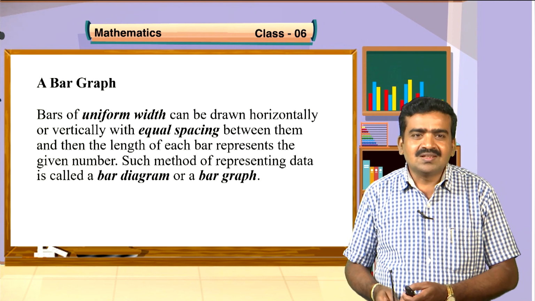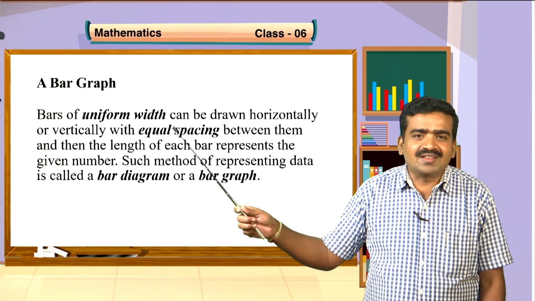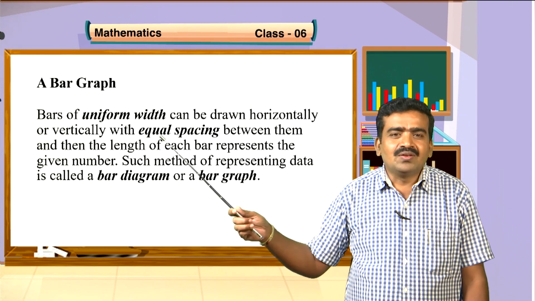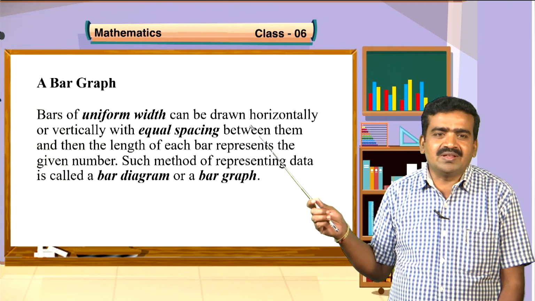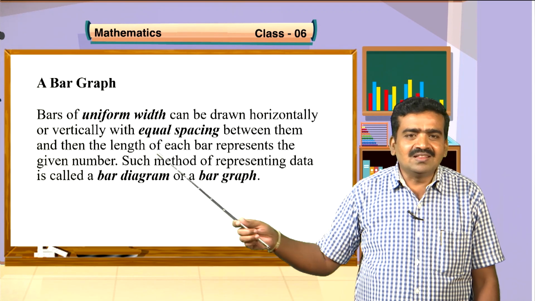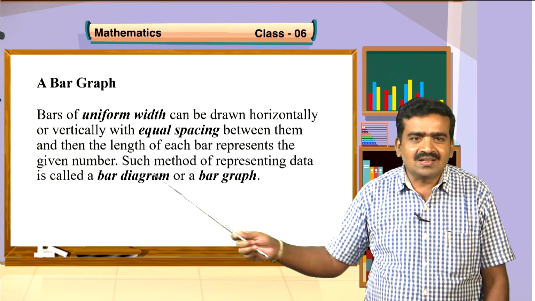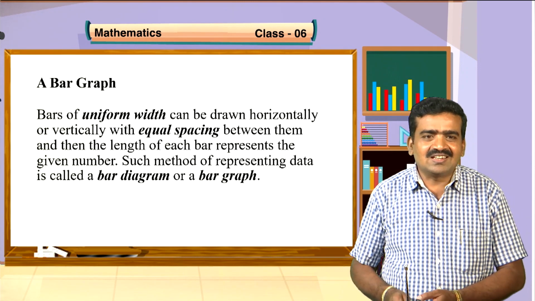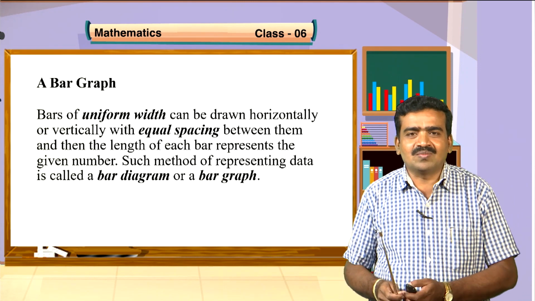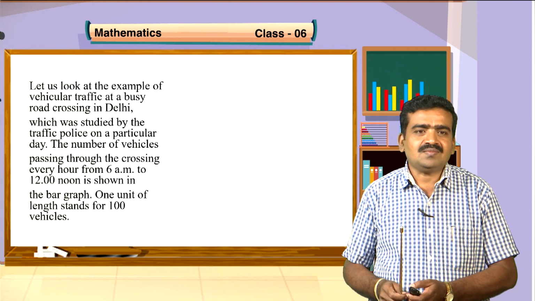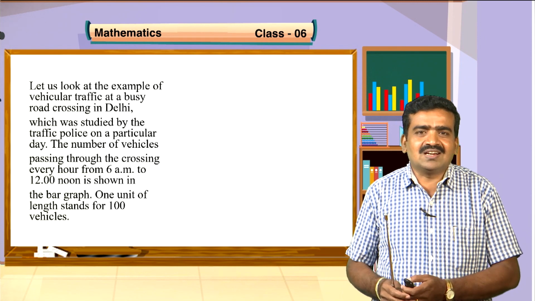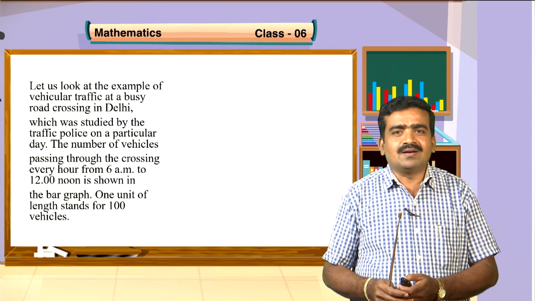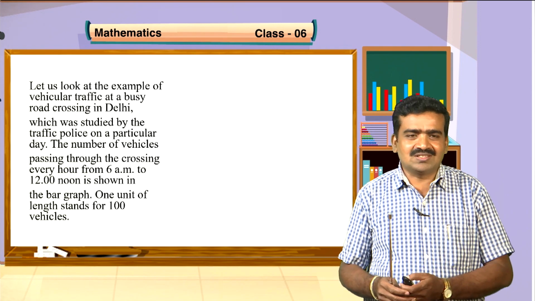Bar graph means bars of uniform width drawn horizontally or vertically with equal spacing between them, and the length of each bar represents the given number. Such a method of representing the data is called a bar diagram or a bar graph. Let us understand how the bar graph is useful to understand a situation.